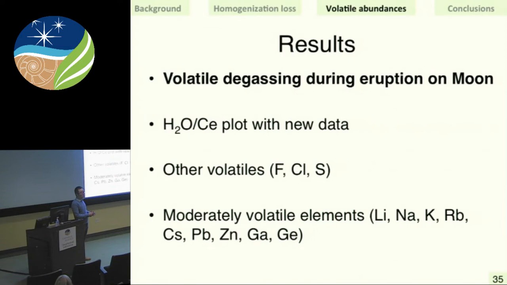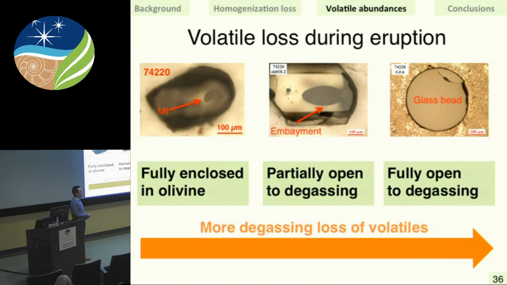Because there's quite a lot of data, we're going to go through the data in this sequence. First of all, I'm going to compare different types of samples from 74220 for understanding of volatile behaviors during magma eruption on the Moon. And then we're going to look at the new water-cerium plot with updated data. And then we will go through other volatiles and some of the moderately volatile elements.